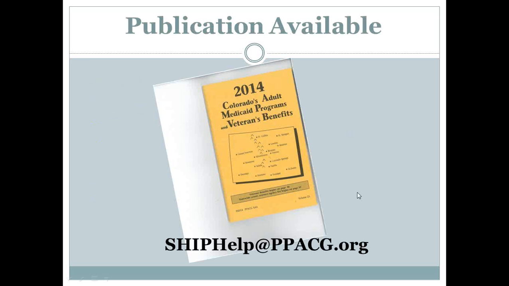We do a publication in our office that is the Colorado Adult Medicaid Programs and Veterans Benefit Book. That's easy for me to say. If you would like to have this publication, it is free, and you can just shoot me an email at that address that's on the screen right there, and we'll be happy to send books to you at your agency to use. It's kind of a quick reference guide for people that help those that are on programs, you know, aging programs or need to get on aging programs or Medicaid programs.